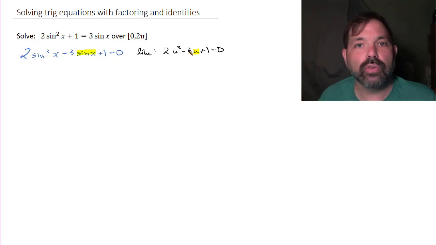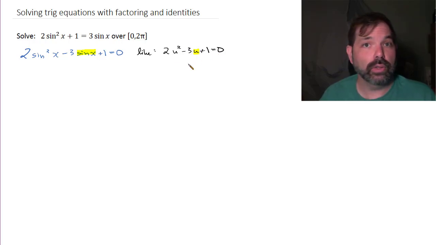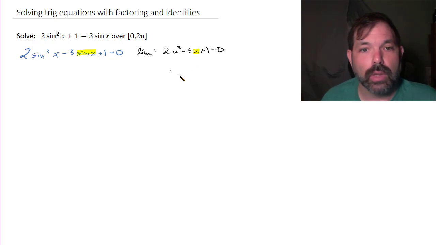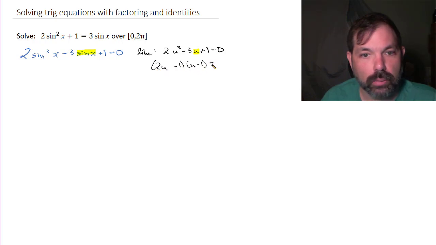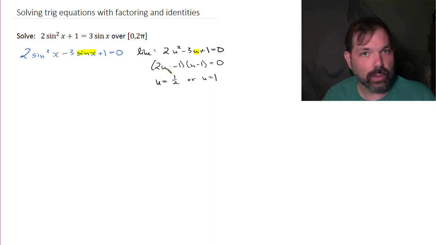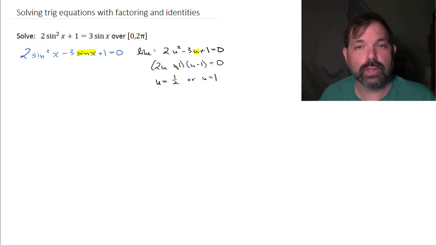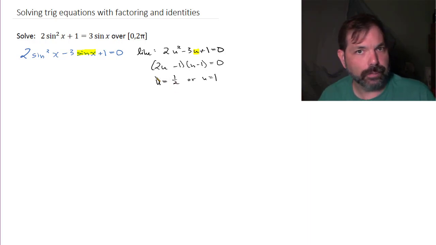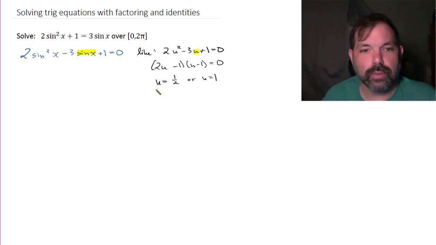Now, you've learned how to solve equations like this in the past. You've learned how to use factoring to solve this. So if you remember how to factor, this factors as (2u minus 1)(u minus 1) equals 0. So then u equals 1/2, or u equals 1. Now if you don't remember how to factor, I'm going to post some other links in the course for some factoring reminders. Now, if you're just not good at factoring, remember you can also use the quadratic formula.